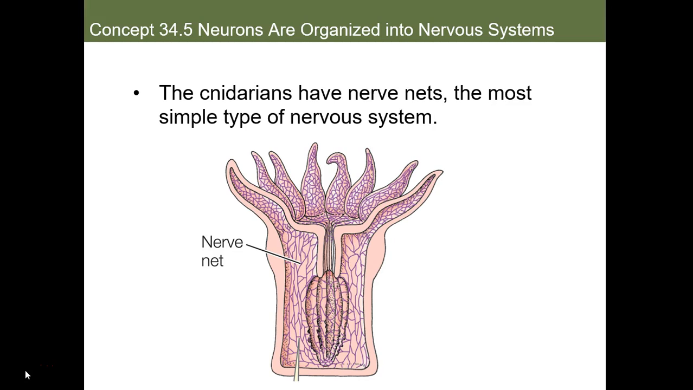Neurons make nervous systems, and animals have developed different organizations of neurons. The cnidarians, which were some of the first multicellular organisms, have developed what are called nerve nets. These are the most simple types of nervous systems.